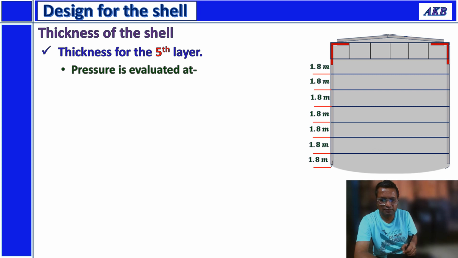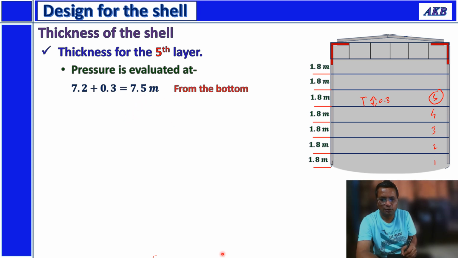Now pressure is evaluated for the fifth layer. Now you are talking about this layer. Layer number 1, 2, 3, 4, 5. You are going to do calculations. Pressure will be evaluated at this point, 0.3 meter from the bottom of layer number 5. So in this process, the total distance involved will be 7.2 plus 0.3, that is 7.5 meter from the bottom.